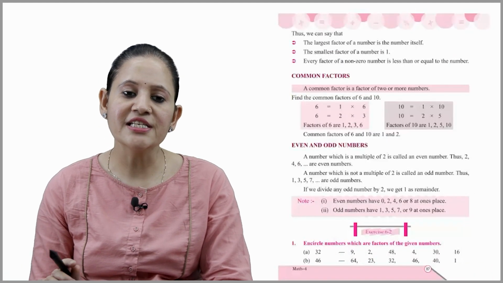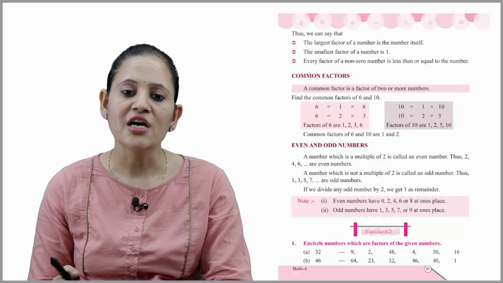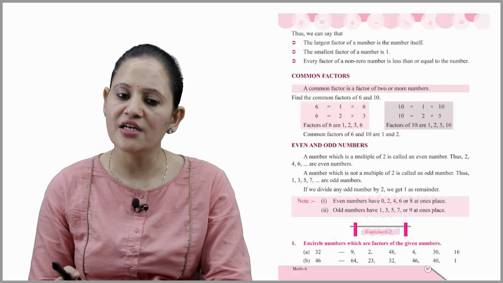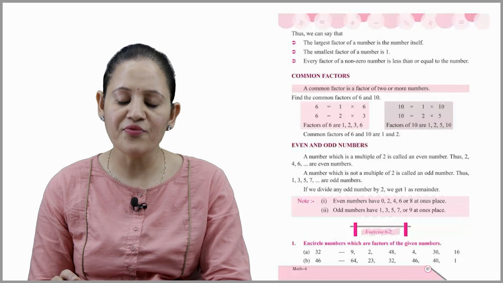Thus, we can say that the largest factor of a number is the number itself and the smallest factor of a number is 1. Every factor of a non-zero number is less than or equal to the number. Next is common factors.